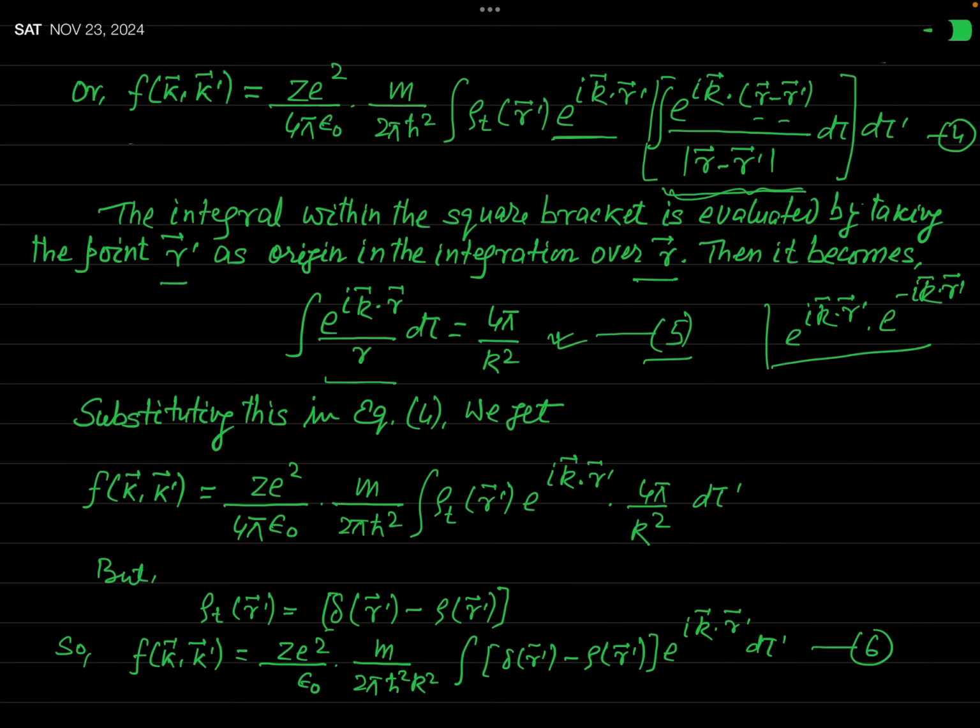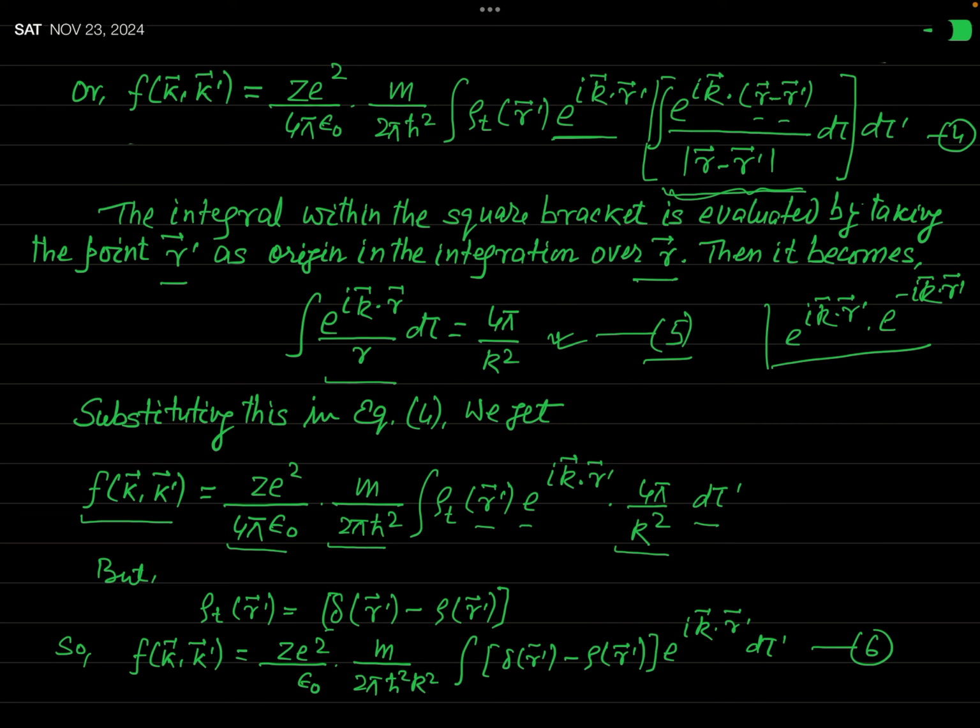So after making the use of equation 5 in 4, our result becomes f of k comma k dash equal to ze square over 4 pi epsilon naught times m over 2 pi h bar square and the integral of rho of r dashed times e to the power i kappa dot r dashed times 4 pi over kappa square d tau dashed.